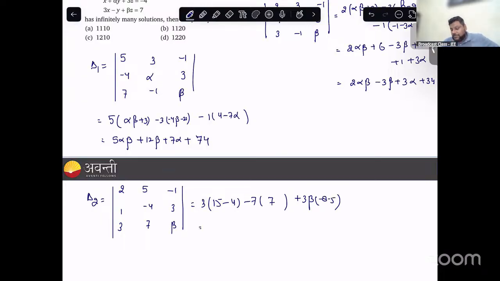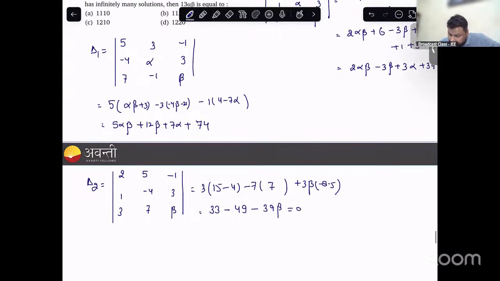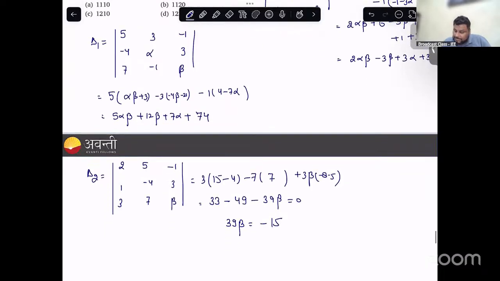So 15 minus 4, 11, 3 is 33, minus 49, minus 39 beta. All right, now you're going to make it 0. So 39 beta is equal to minus 15. So beta is going to be minus 15 upon 39, that is minus 5 by 13.